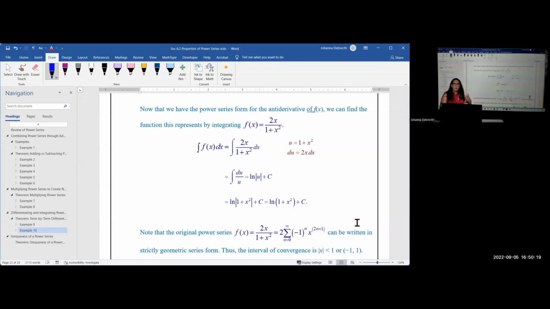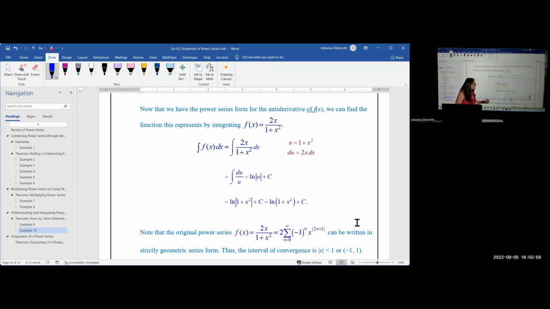Now we want to figure out what function did we just find the power series for? Because it's not f, it's the antiderivative of f. So we take the function 2x over 1 plus x squared and we integrate both sides. Now, we can do a basic u substitution where u is the denominator, 1 plus x squared. So du is 2x dx. Use the notation, swing the dx around. And we have 2x dx. So this is essentially du over u, which we know is the natural log of the absolute value of u plus that constant of integration.